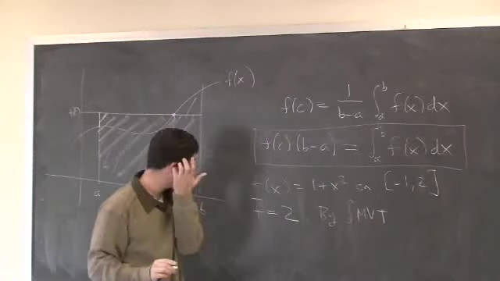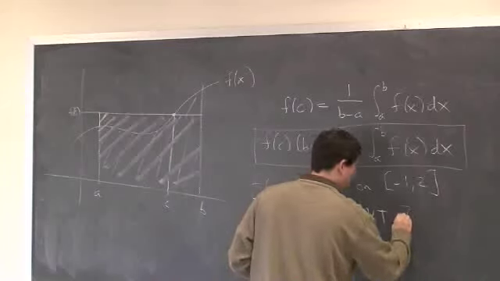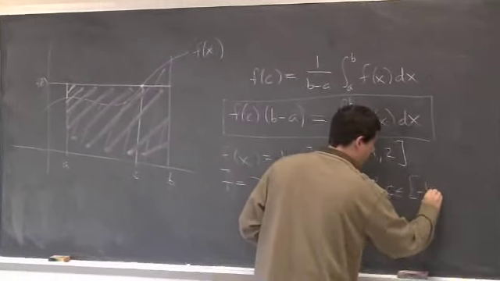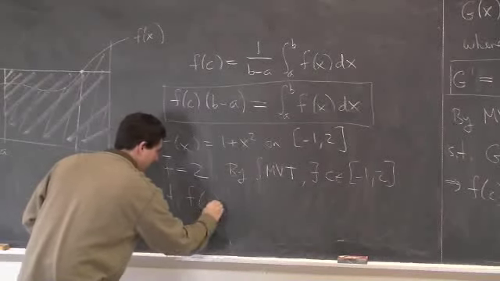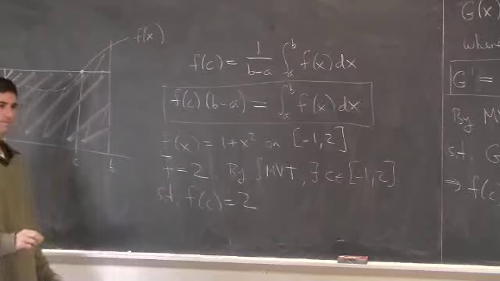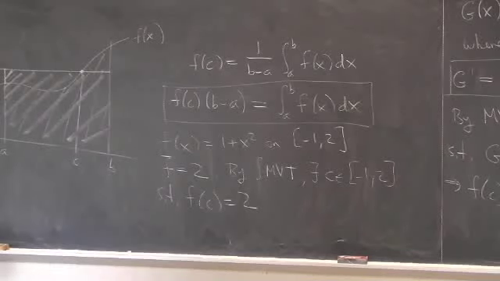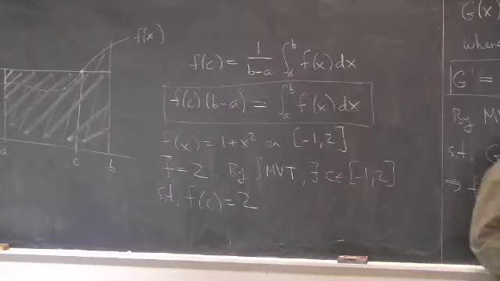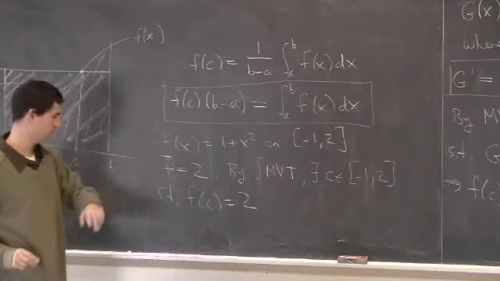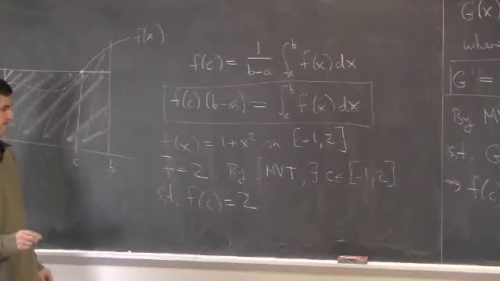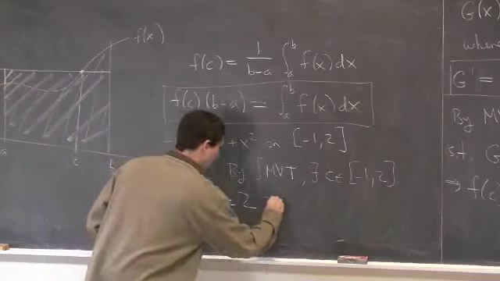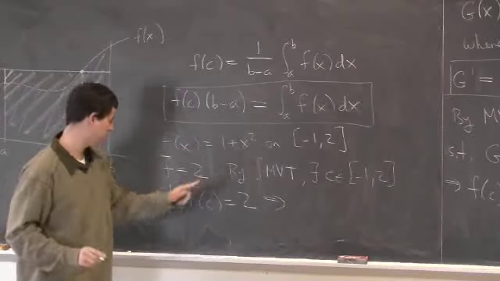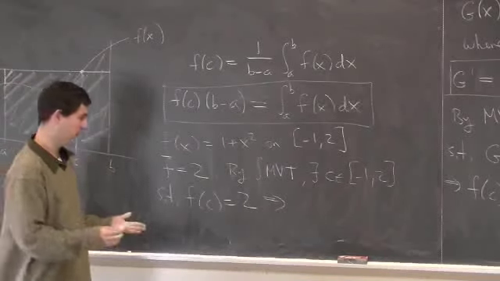So by the mean value theorem for integrals, there exists some c between minus 1 and 2 such that f of c is equal to 2, equals the average value. That's what it said. There is some point such that the function at that point equals the average value. And our average value is 2. But we can solve for this explicitly. This is easy. We know what the function is. The function is 1 plus x squared. If you put c in, you get 1 plus c squared.